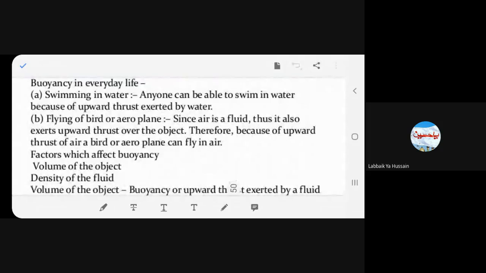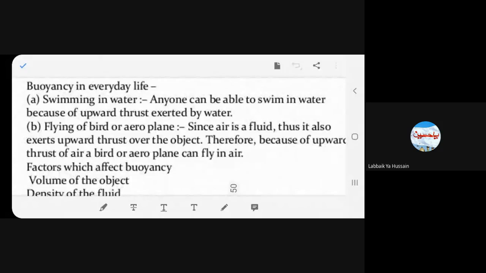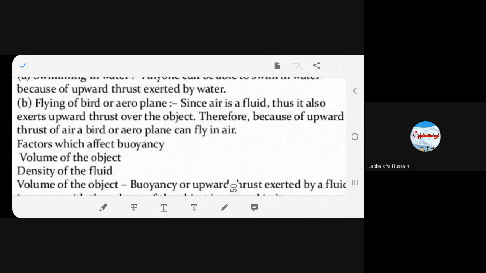Let's start. Buoyancy in everyday life. Swimming in water. Anyone can swim in water because of the upward thrust exerted by water. So you can swim in water. Why? Because of the buoyancy. Second, flying of a bird or aeroplane. Since air is a fluid, it also exerts upward thrust over the object. Therefore, because of the upward thrust of air, a bird or aeroplane can fly in the air. So why can an aeroplane and bird fly in the air? Because of buoyancy, because of the upward thrust of the air.